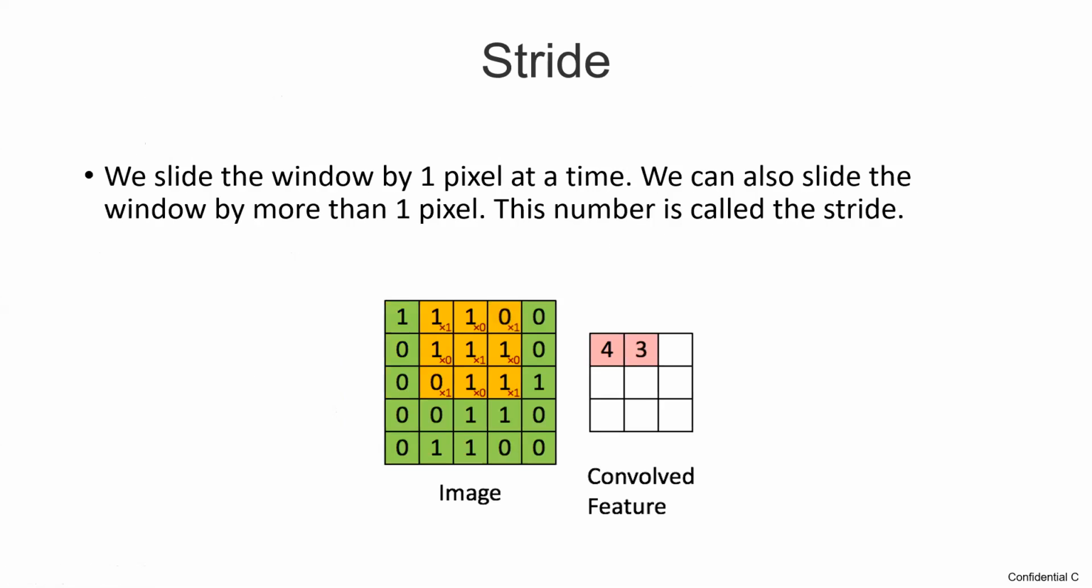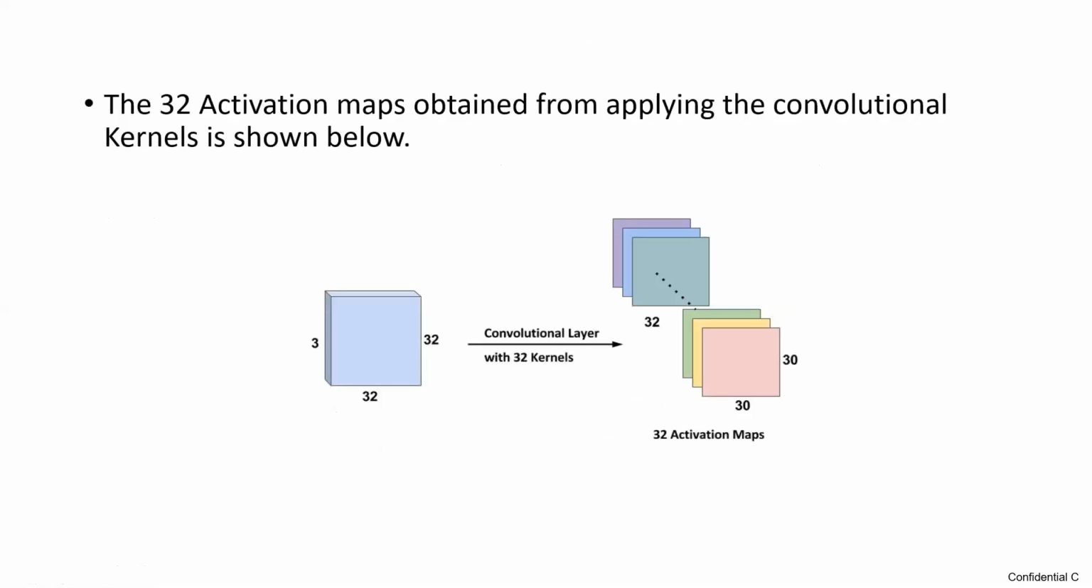If I want multiple feature maps, I'm going to use 32 different filters of 3 cross 3. I'll have 32 different feature maps, maybe capturing edges and corners. Each feature map is stacked on top of the others.